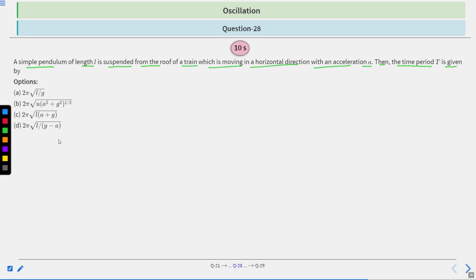So which option is correct? You have 10 seconds to solve this question. After 10 seconds, we will provide the solution of this question. Clear?